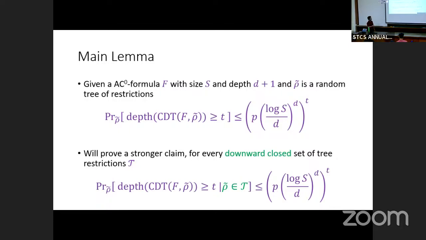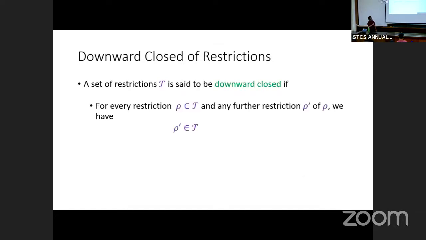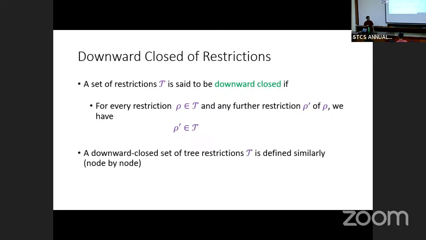There's one more way in which it's stronger, which is that we say this restriction rho is not just some restriction drawn from the set of all restrictions, but it could be drawn from any downward closed set of restrictions. So what does downward closed mean? What it sounds like. A set of restrictions is downward closed if, whenever some restriction rho is in the set and you take rho and then set more variables, that also remains in the set. It's a similar definition to the one we just had for trees, just node by node.